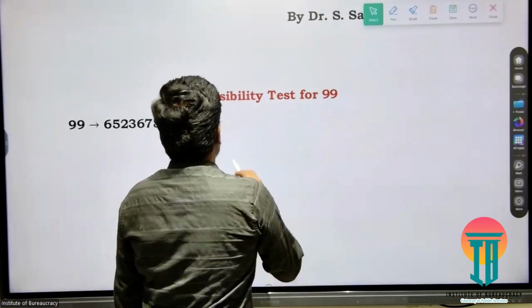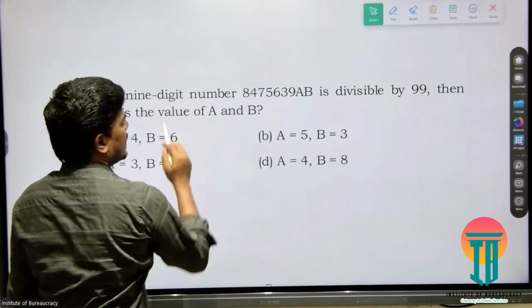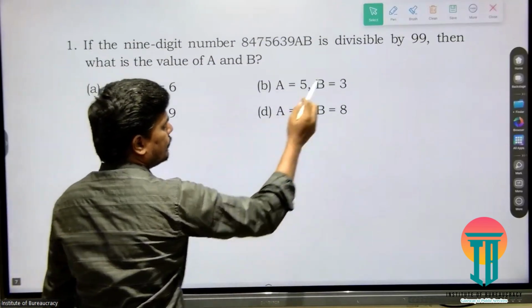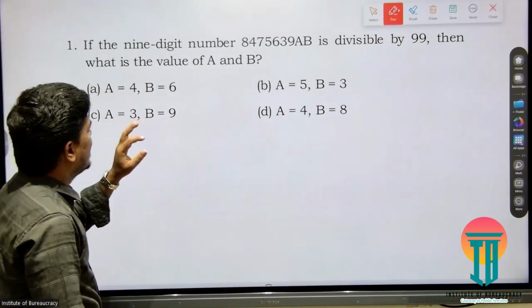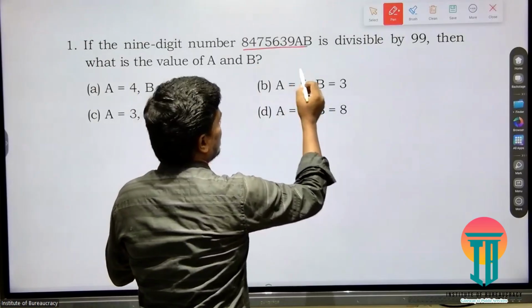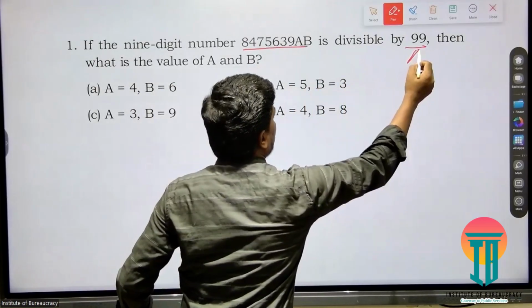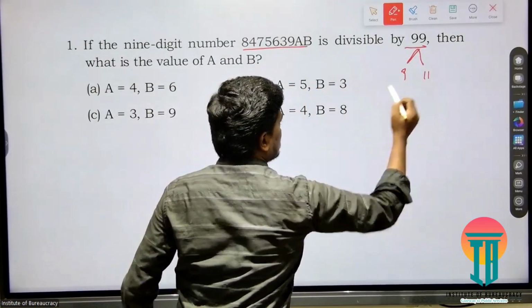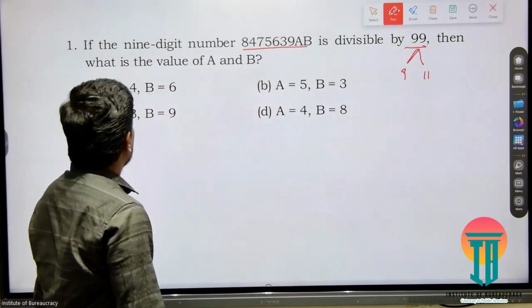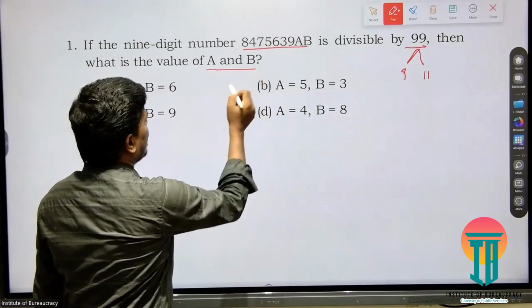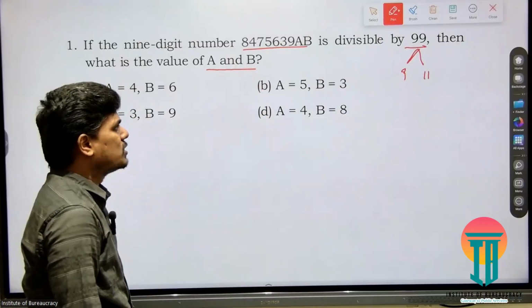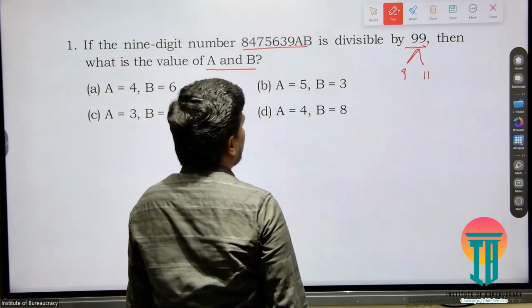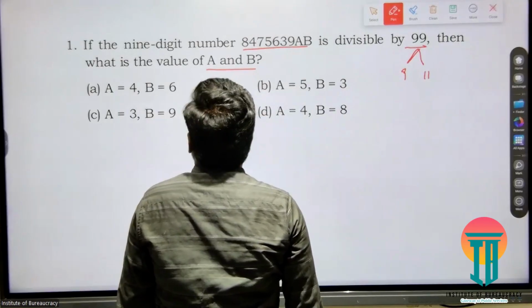Let's take the PYQ based on this 99 and answer it. The first question is this. The 9-digit number given is divisible by 99, which means it is divisible by 9 as well as divisible by 11. Then what is the value of A and B? When they give A and B options, no need to bother; just substitute the A and B values and check whether it is divisible by 9 and 11.